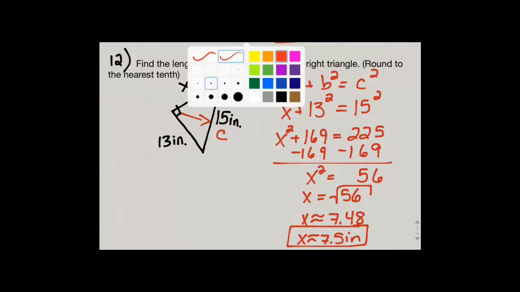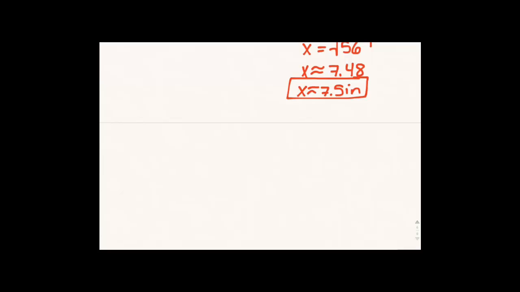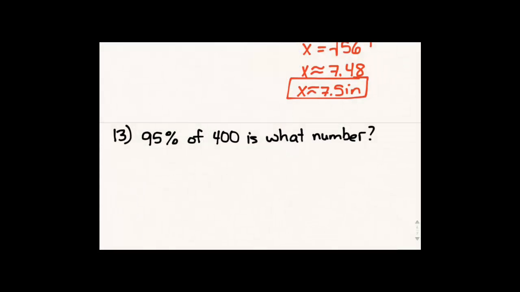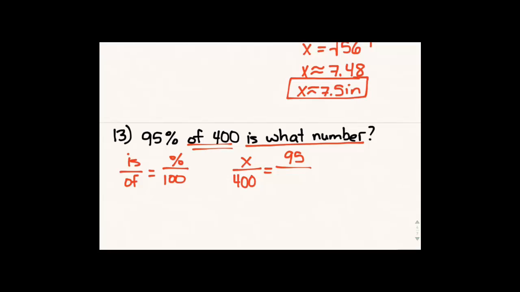For our next problem, "95% of 400 is what number?" So for these, I'm going to use the proportion method for all of them. And that, remember, is over of equals percent over 100. So in this case, what number means that that's our unknown. So we get x over, the of is 400. My percent is 95, and percent's always over 100.